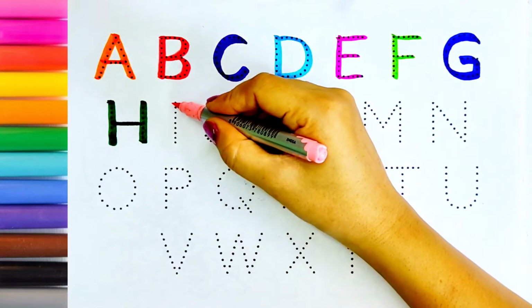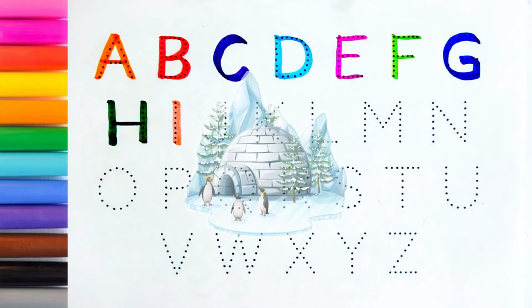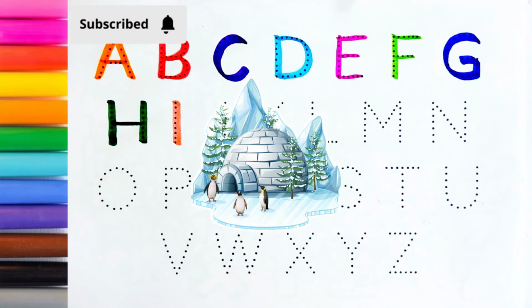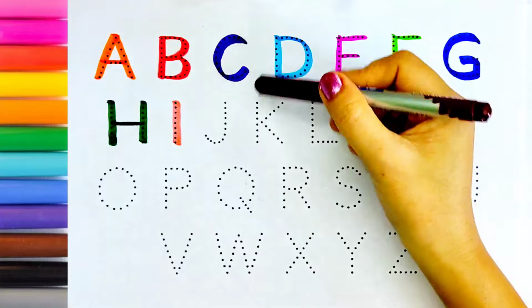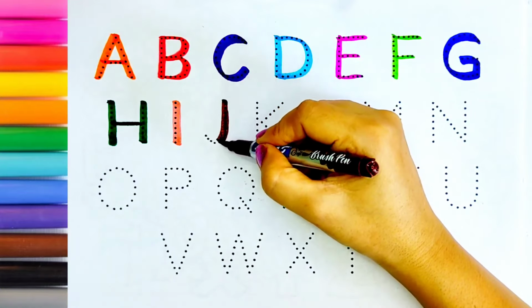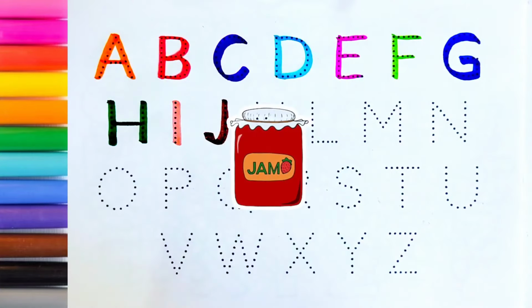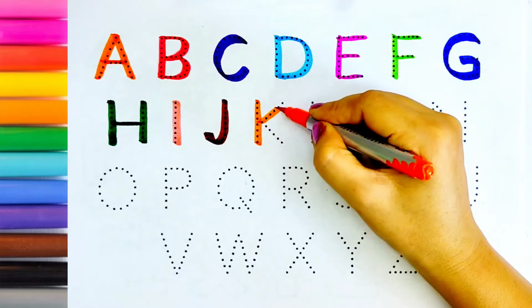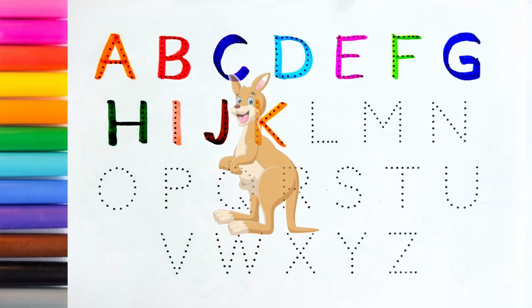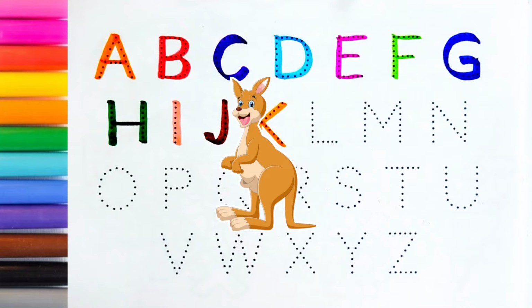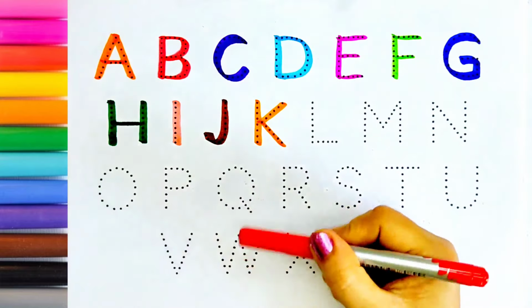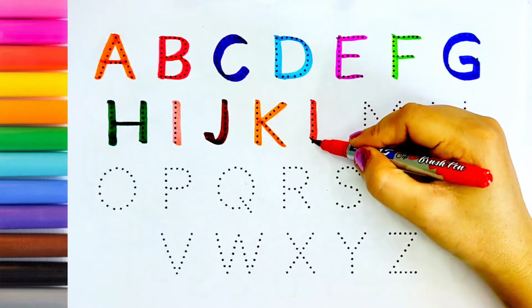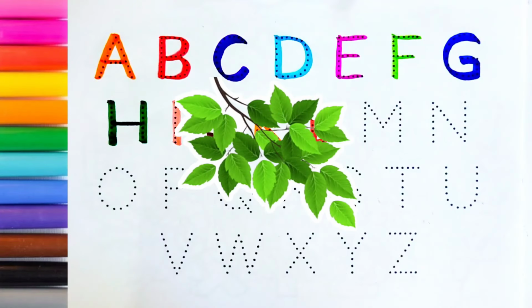Peach pink color. I for igloo. Brown color. J for jam. Orange color. K for kangaroo. Red color. L for leaf.